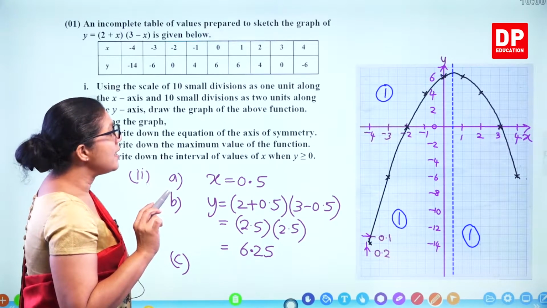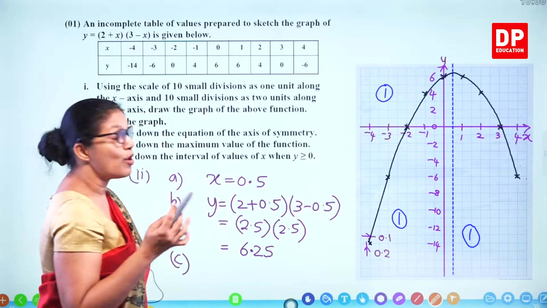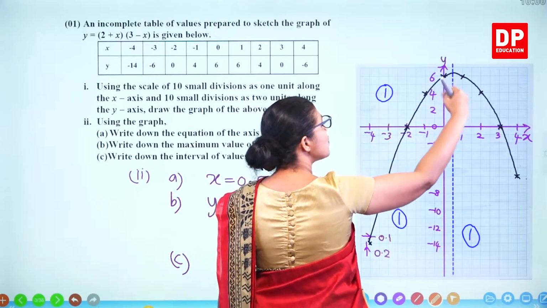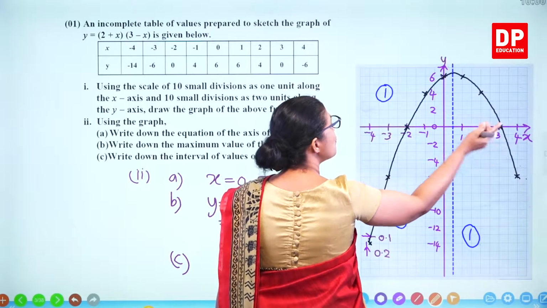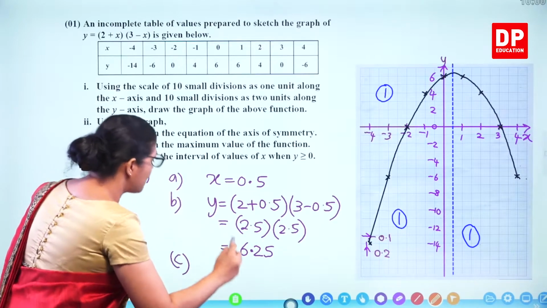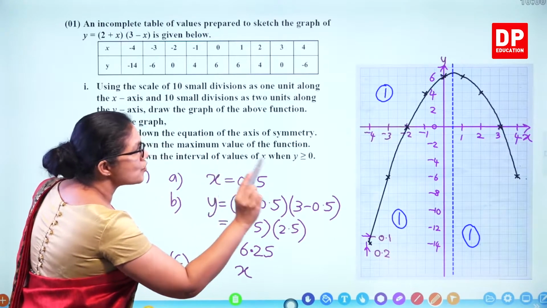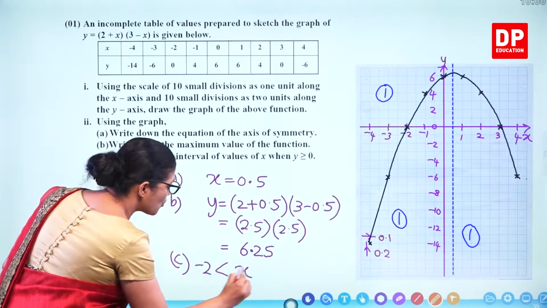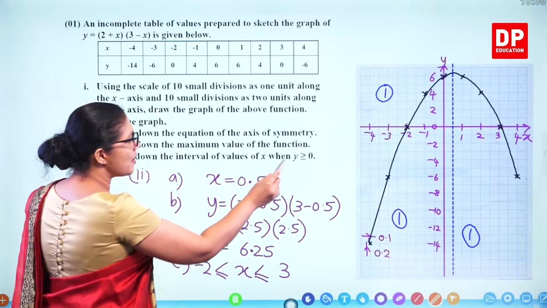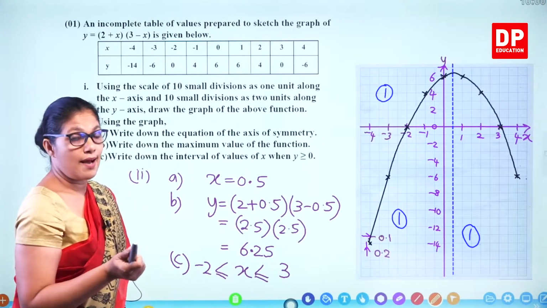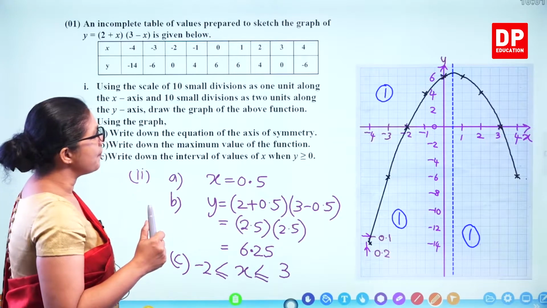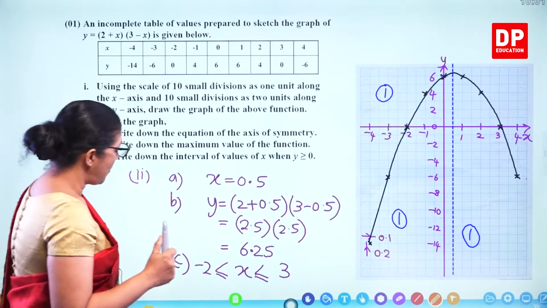of values of x when y is greater than or equal to 0. Y greater than or equal to 0 means positive y values. So positive y values, from here to here, minus 2 to 3, you get all positive y values. So you can write x is from minus 2 to 3, and you can include these values as well because equal to 0 is also allowed. So that's the x value in between minus 2 and 3. That's part C.